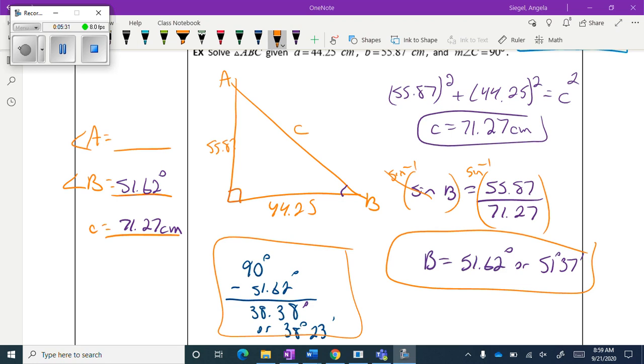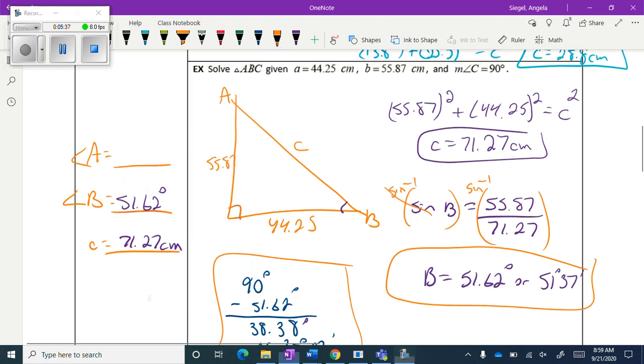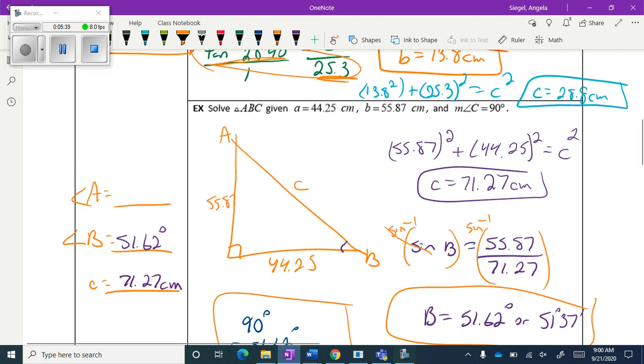Okay, so this one's a little bit different. I wanted to see if you could figure it out on your own, but this was kind of a tough one. So the first thing I did, just to make it easier on myself, is to find C. I already had the side lengths, so I went ahead and did the Pythagorean theorem to find C. So that wasn't too bad. So we've got that.